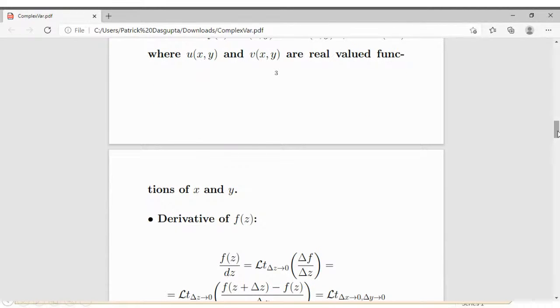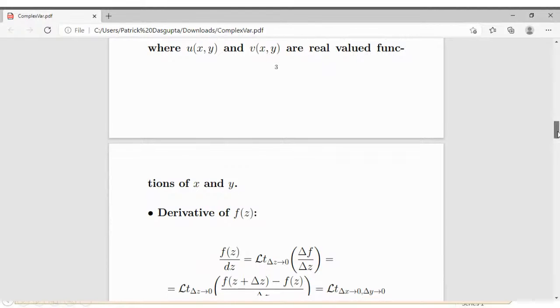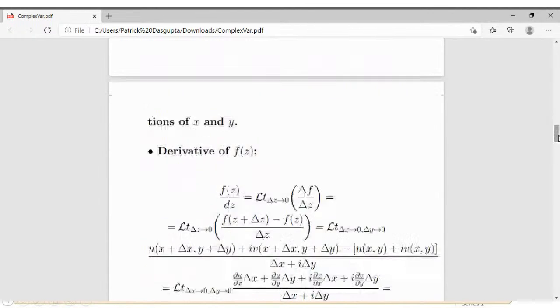Now we are going to talk about the derivative of f of z. How is derivative defined? Here again I have made a typo. See, there's a typographical error. Please correct it. What I meant was df(z) by dz. The d is missing.